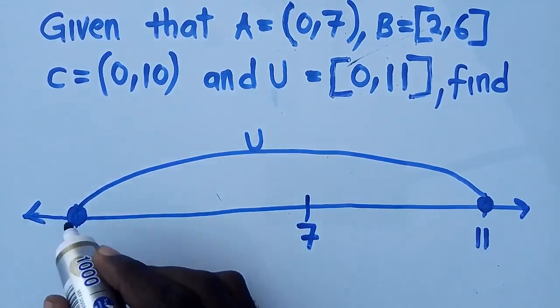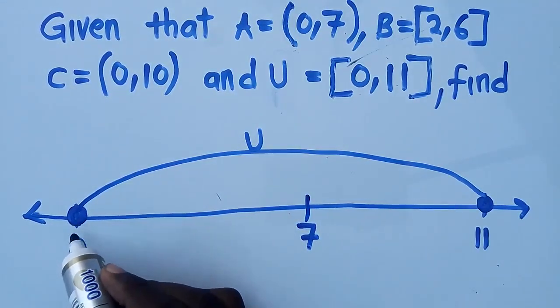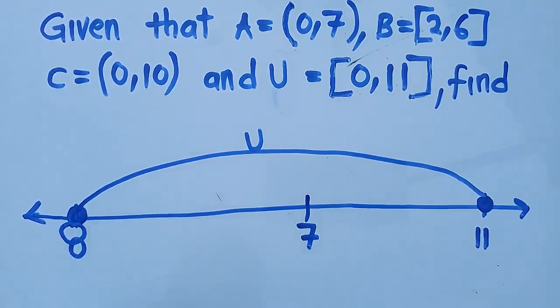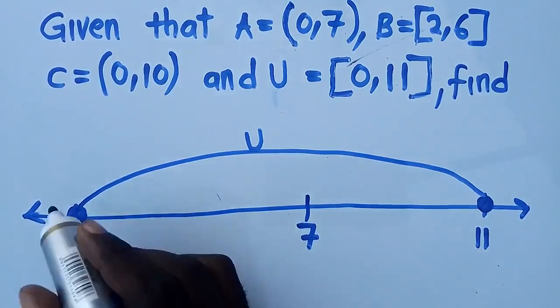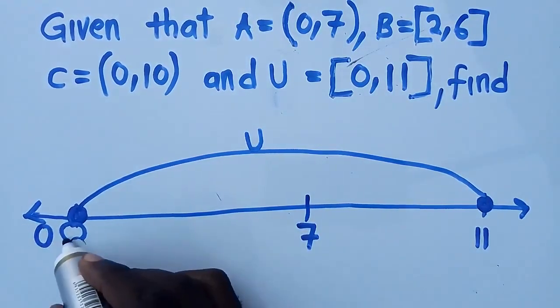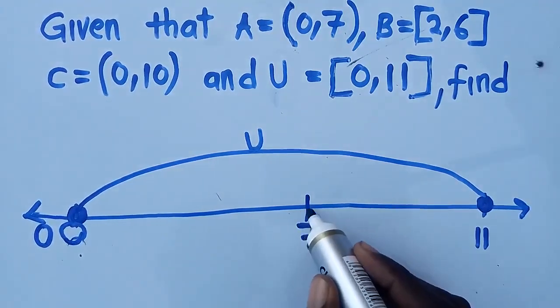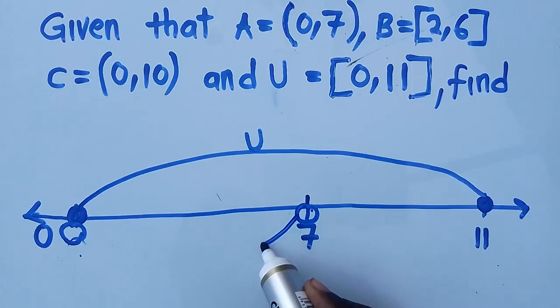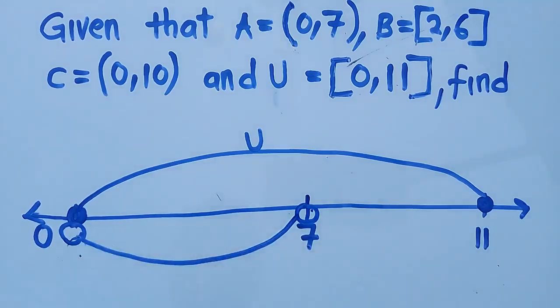Have you seen? So, it's starting on what? 0. It is not included. So, I'm going to put an unshaded circle like this. Unshaded. This is where the 0 is. So, let me put the 0 here like this. This is not shaded. Have you seen? Also 7 is not what? Shaded. Not shaded like that. Then I join them like this. This is what I'm going to do. Have you seen? That's what I'm going to do exactly.